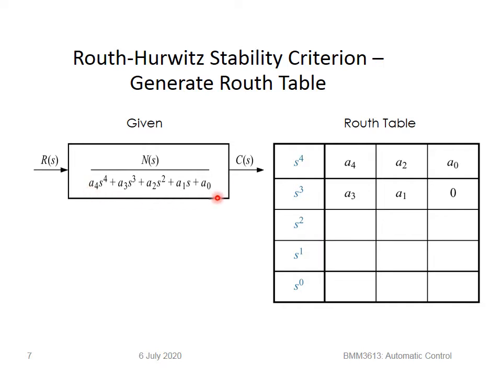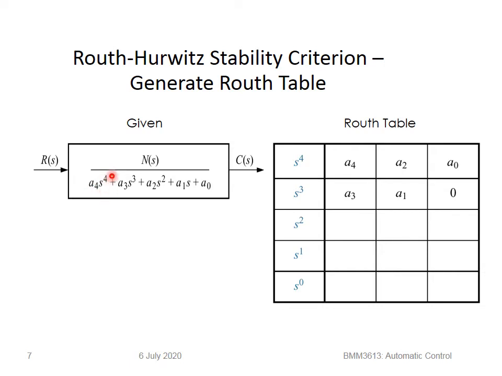Basically, Routh-Hurwitz criteria tables treat the denominator of the transfer function in order to come out with the conclusion whether the system is stable or unstable. So it studies only the polynomial on the denominator. Here we have an example of a denominator of the transfer function with a power of 4. So the order is 4.